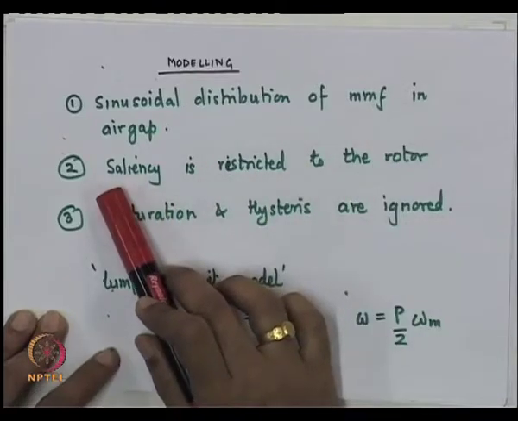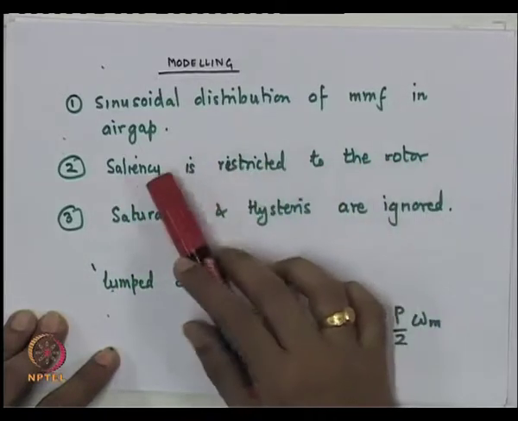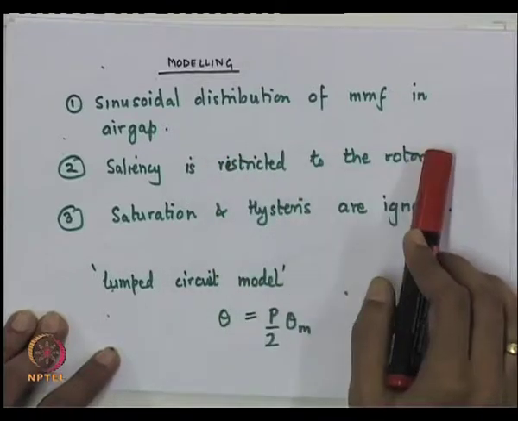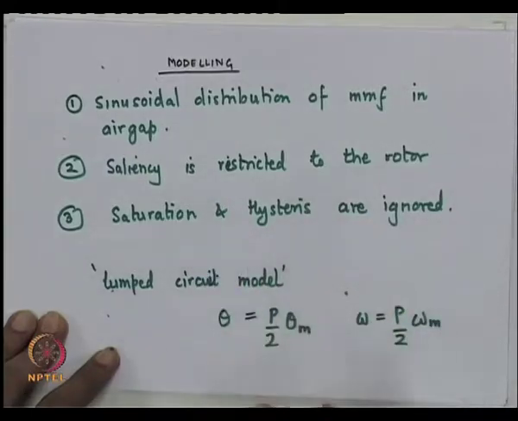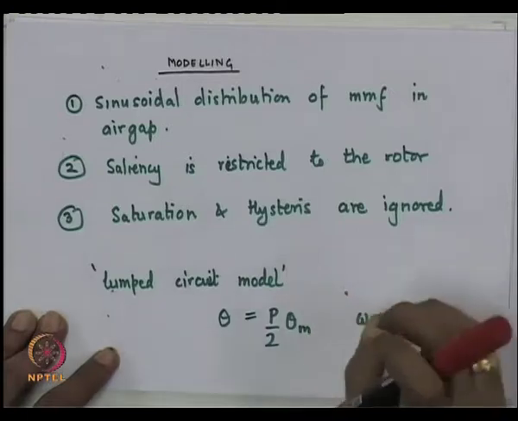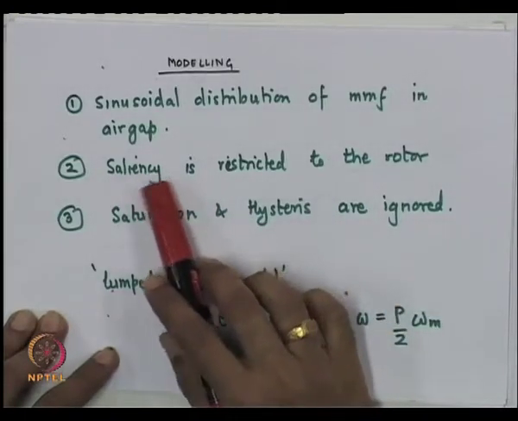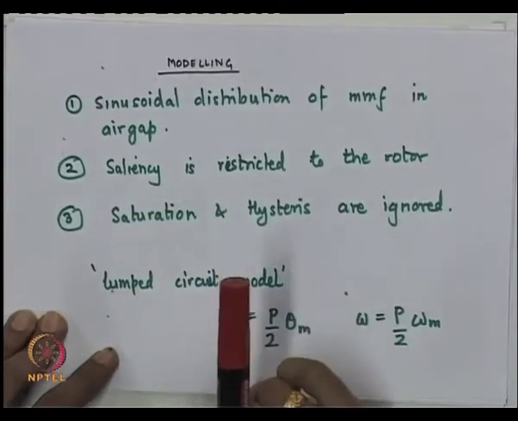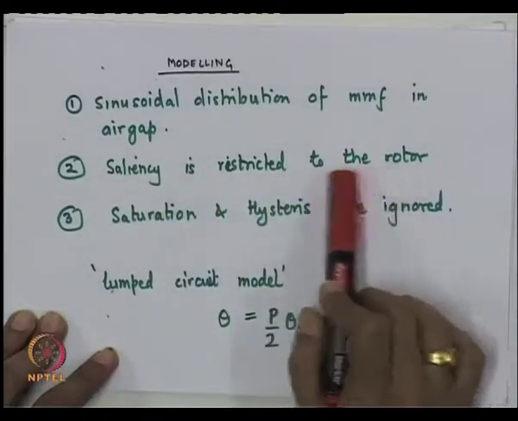Another assumption is that saliency is restricted to the rotor. That is, we will not be considering the saliency due to the slots on the stator. As you know, the armature winding is housed on the stator, and you have slots in it to house the windings. We will neglect the changes in reluctance which occur due to the slots on the stator. So, the only saliency considered is due to the rotor structure.